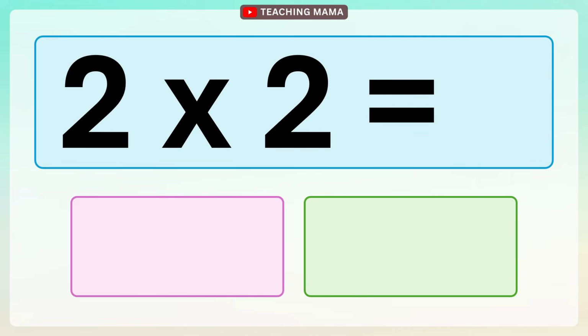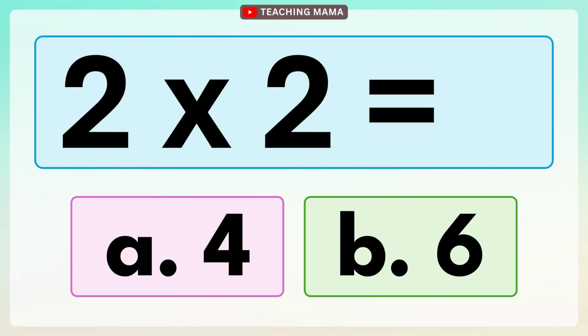Two times 2 equals A. 4 B. 6. What is the answer? A. 4.